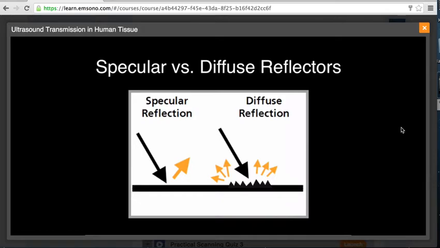Now, specular reflectors occur in smooth surfaces at perpendicular angles to the sound beam, while diffuse reflectors occur at interfaces that possess a degree of roughness, and unlike specular reflectors, echoes from diffuse reflectors are not dependent on interface orientation. They're basically scattering.